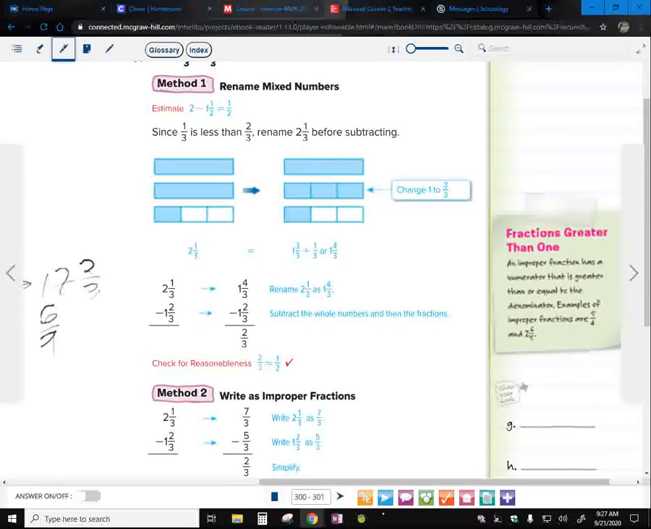Subtract the whole numbers and then the fractions. So 1 minus 1 is 0. So we just have 4/3 minus 2/3, which is going to be 2/3 left over. And check for reasonableness is a funny word. And 2/3 is about 1/2 if you were doing the estimation.